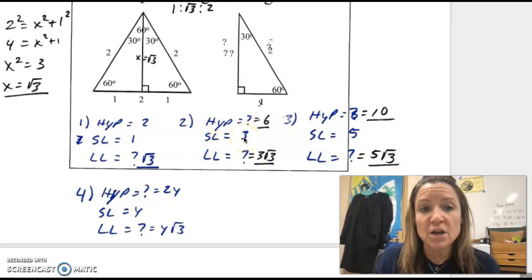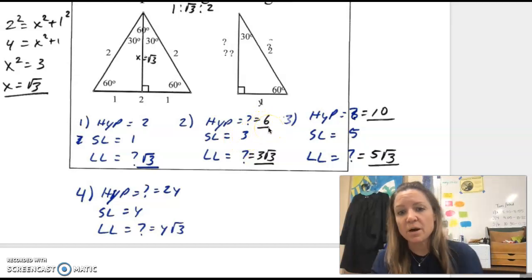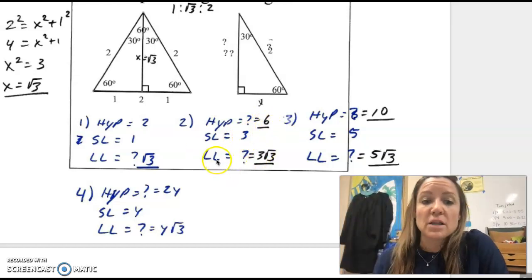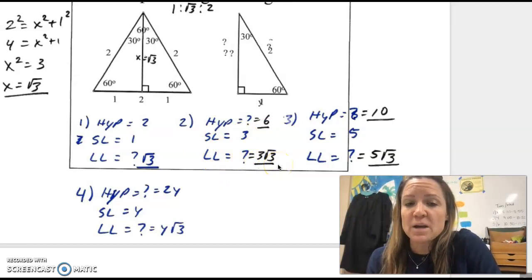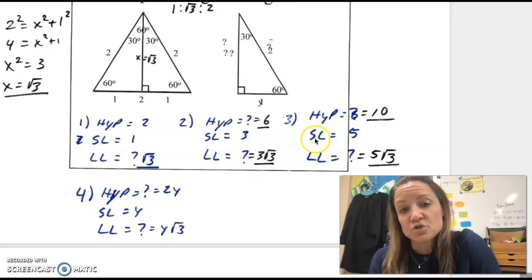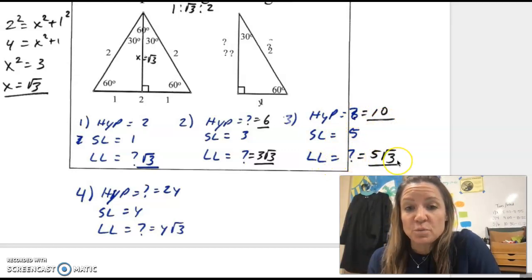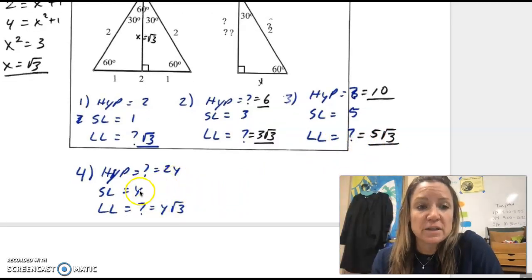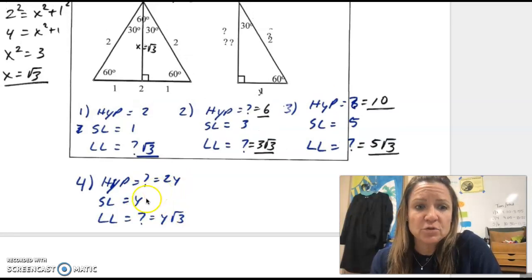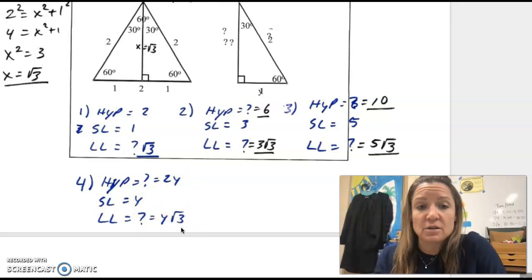If you're given a short leg of 3, you can simply double that to get your hypotenuse. So 3 times 2 is 6. Hypotenuse is easy. And then to get the long leg, you can take that 3 and multiply it by rad 3, and you get 3 rad 3. Anytime you're given the short leg, it's pretty easy. If the short leg is 5, double it, you get 10. To get the long leg, you multiply it by rad 3. But if you're given that the short leg is y, you can double it to get 2y, and you can multiply it by rad 3 to get the long leg.